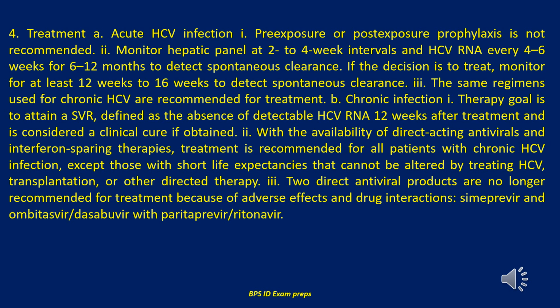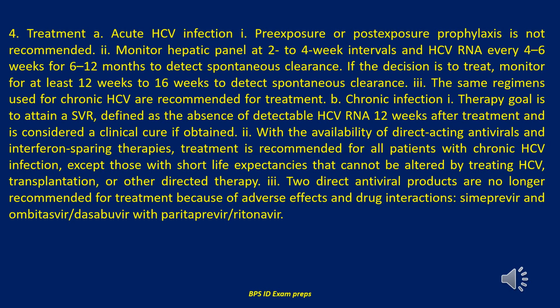3. The same regimens used for chronic HCV are recommended for treatment. B. In the case of chronic infection, 1. Therapy goal is to attain a SVR, defined as the absence of detectable HCV RNA 12 weeks after treatment and is considered a clinical cure if obtained.